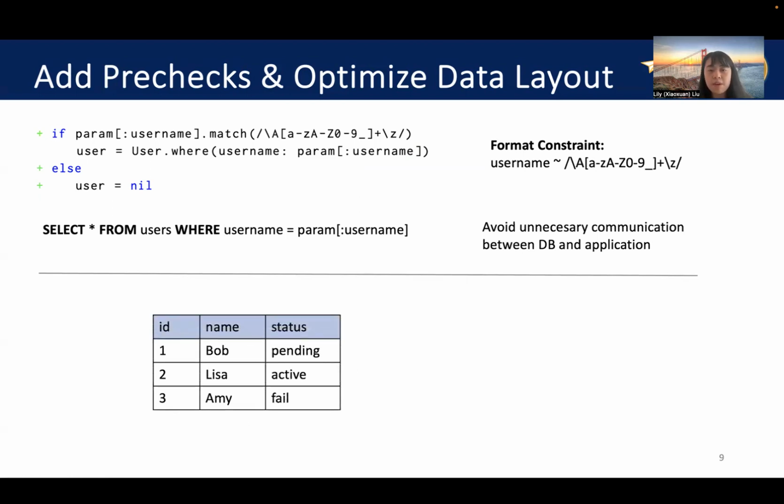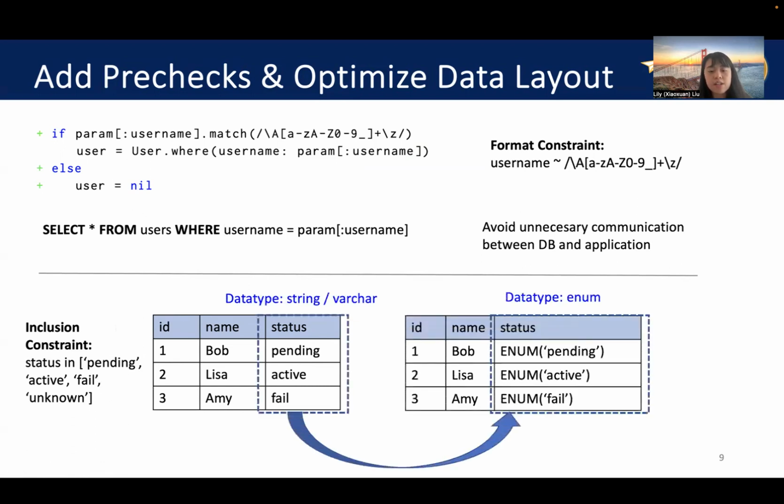The second type of optimization we do is optimizing data layout. For example, if we know that the status column can only take the values pending, active, fail, unknown, we know that this column can only have 4 possible values. And instead of storing it as a string or varchar, we can translate it into the enum data type so that it can reduce the storage and maybe improve the performance a little bit.